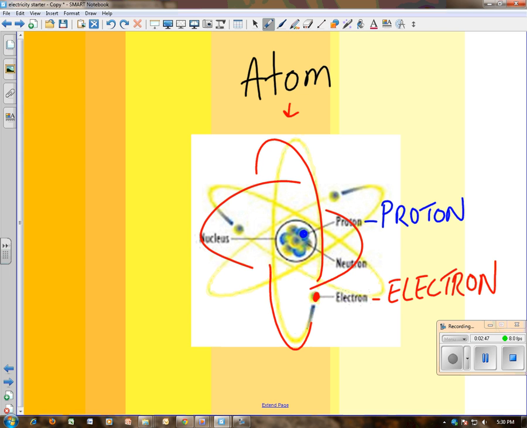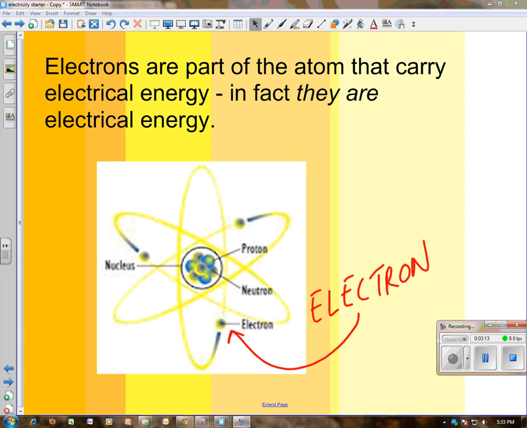So you've got your protons, which are inside the heart of the atom, and you've got your electrons, which are just outside circling them. And this is what I'm going to go on about today, guys. The electron. He circles the outside of the atom like the moon circles the Earth. And guys, the electron is electricity. That's basically what electricity is. Electrons moving. All right, we're going to look at that a bit more. Okay, and that's all I really want you to remember there. Electrons are part of the atom that carry electrical energy. In fact, they are electrical energy.